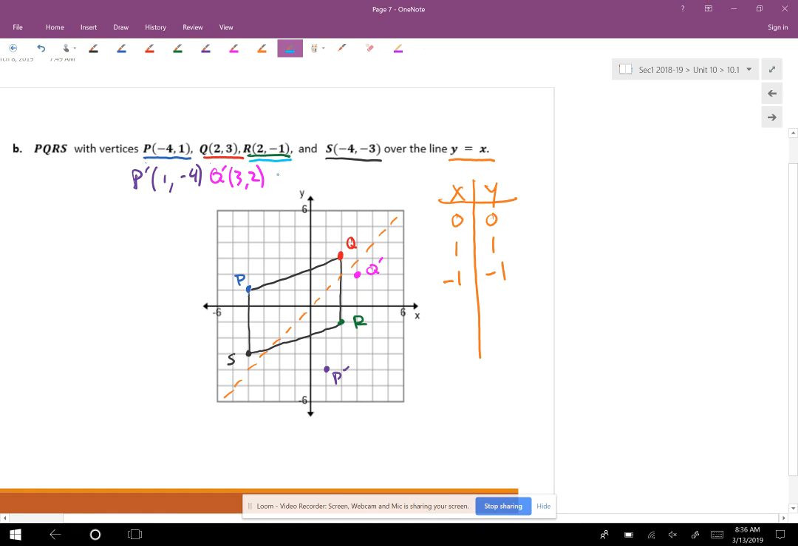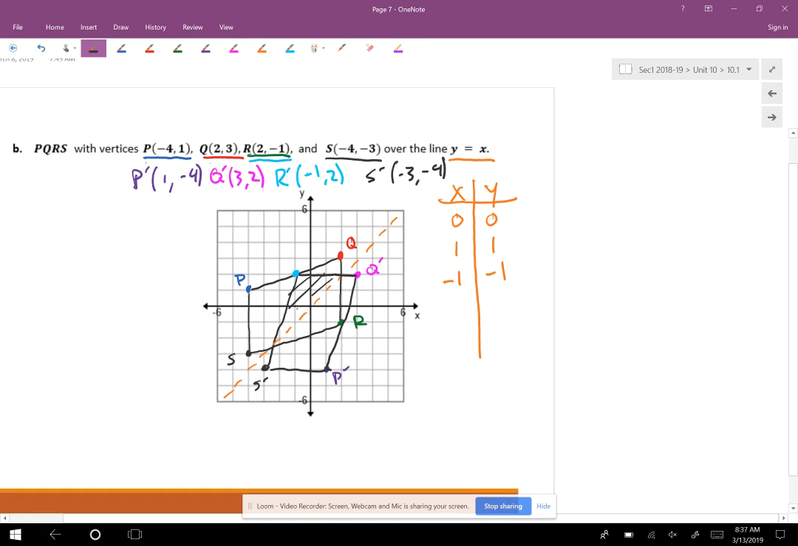My R prime is going to be at -1, 2. Again, I'm just swapping the x and y coordinates. R is -1 and then up 2. And then my S, I'm just going to have to do that one in black. My S prime is going to be at -3, -4. So I'm going to find -3 and then down 4. And I'm going to connect the dots.